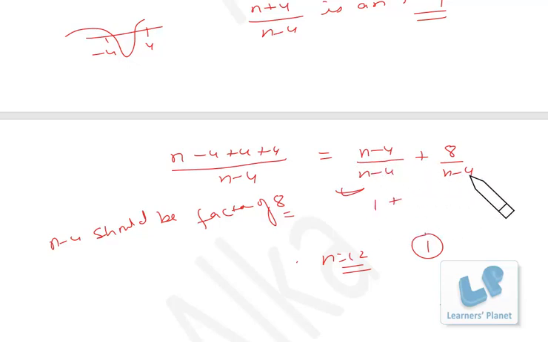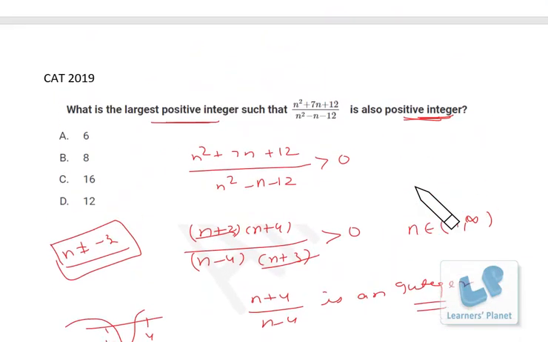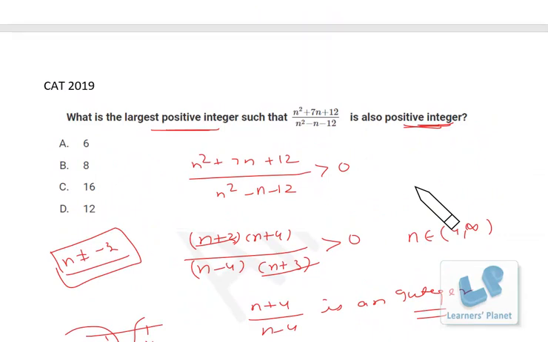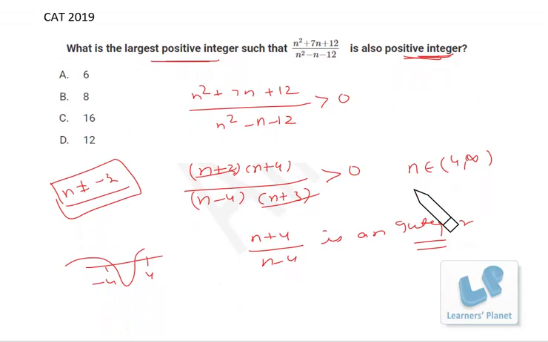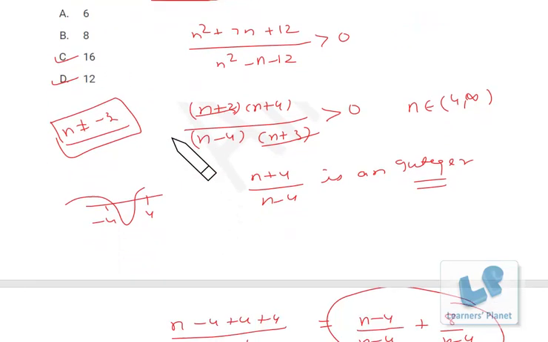This part is already an integer, we want this part to also be an integer, then only this entire expression will be an integer. Okay, so this is a problem from the CAT 2019 paper. So you can even take help from the options. 16 and 12, out of these two you can choose. You can choose 16 as I have chosen.